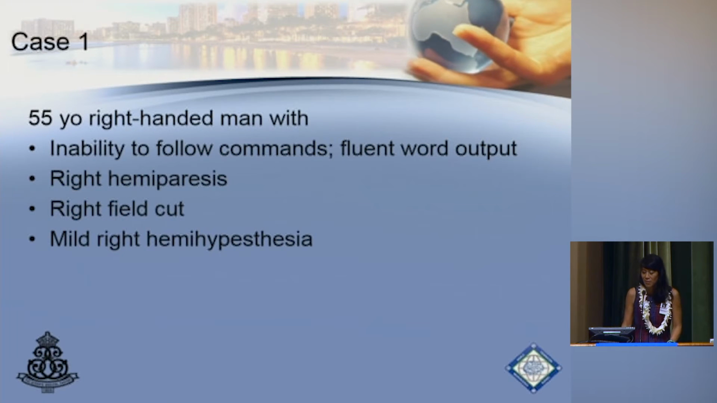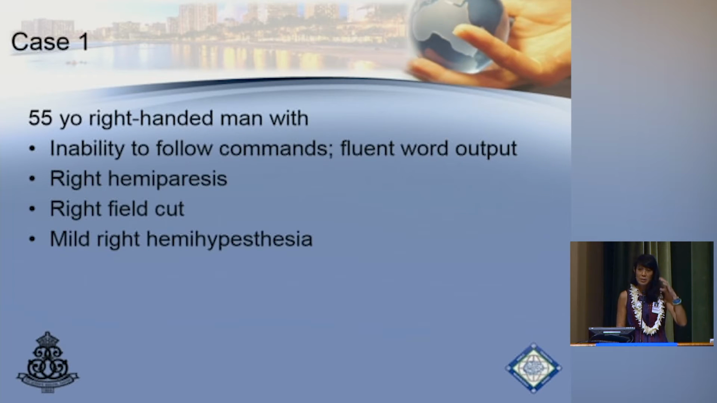Okay, so our first case is a 55-year-old right-handed man, so we're thinking left hemisphere dominant. He can't follow commands, but he's talking gibberish. It doesn't make a lot of sense. He's got a right hemiparesis, a right field cut, and mild right hemihypesthesia. So where's the lesion?